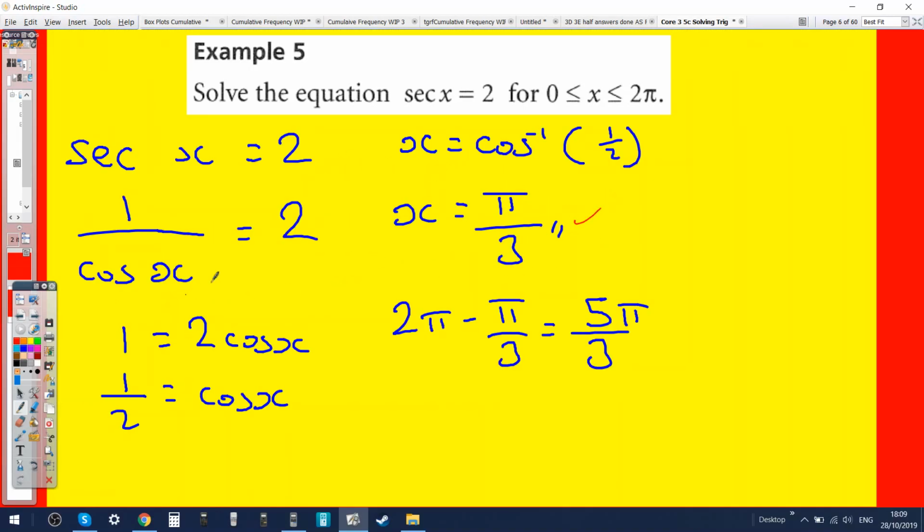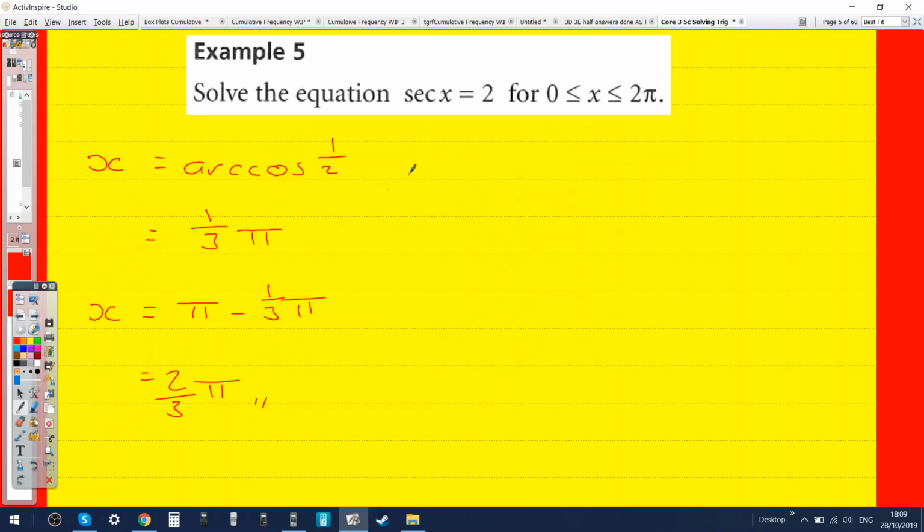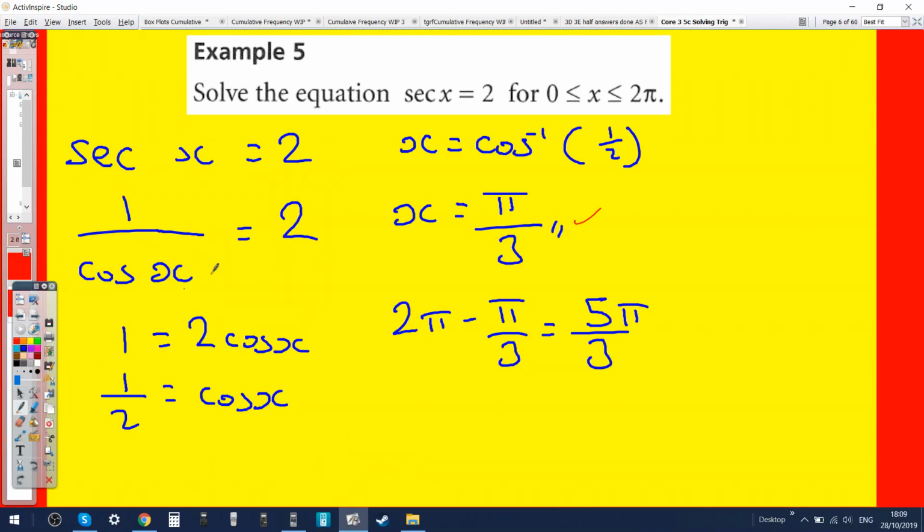That's 1/3 pi. And hold on a second. No, this was cos, so it's not pi minus. Oh, it's cos. Oh, yeah. I drew sine by accident. Yeah. So it's 2 pi minus. Yeah. So what is that? So that's 5 over 3 pi. Yep. Okay.